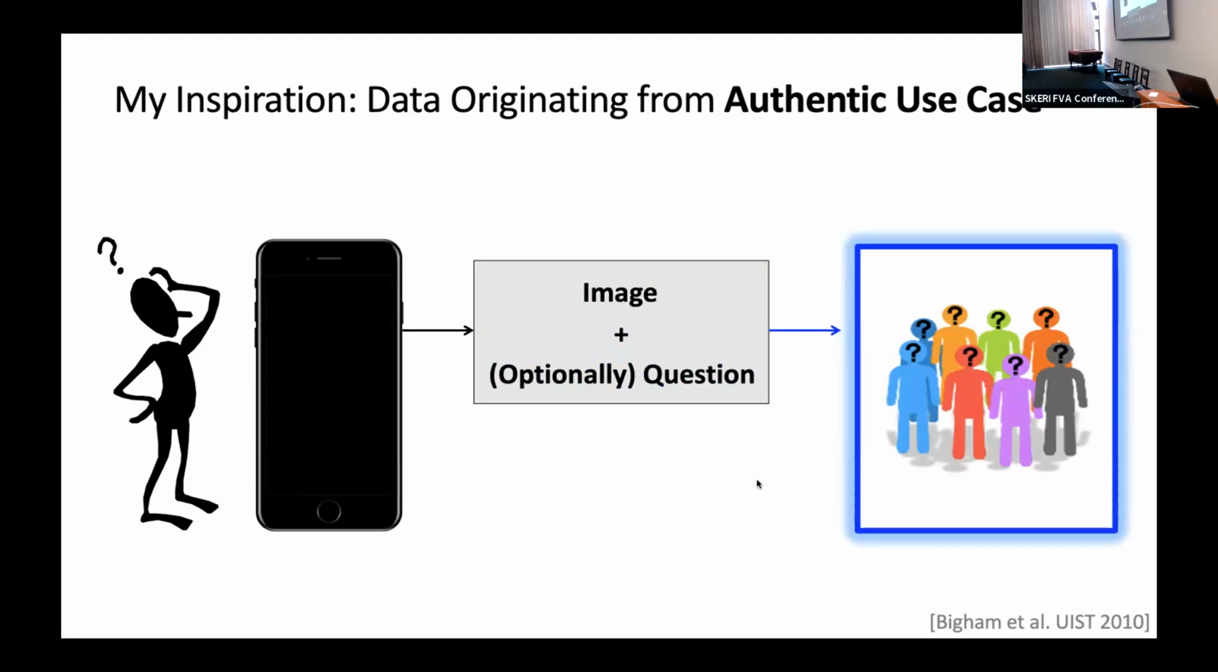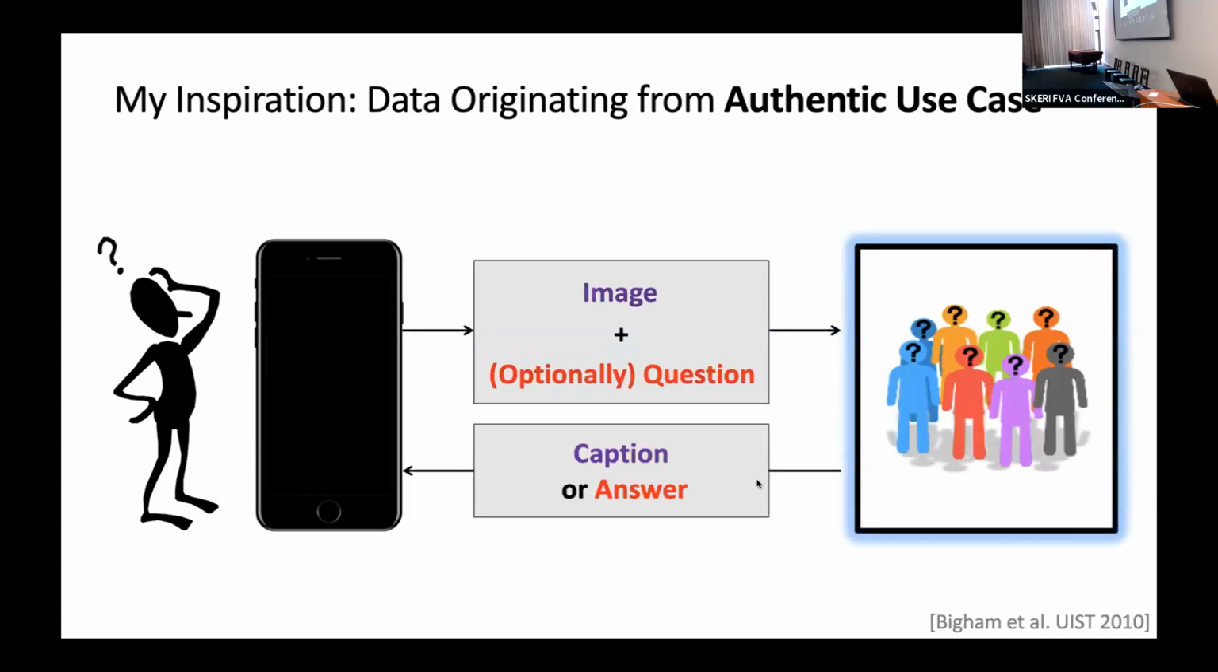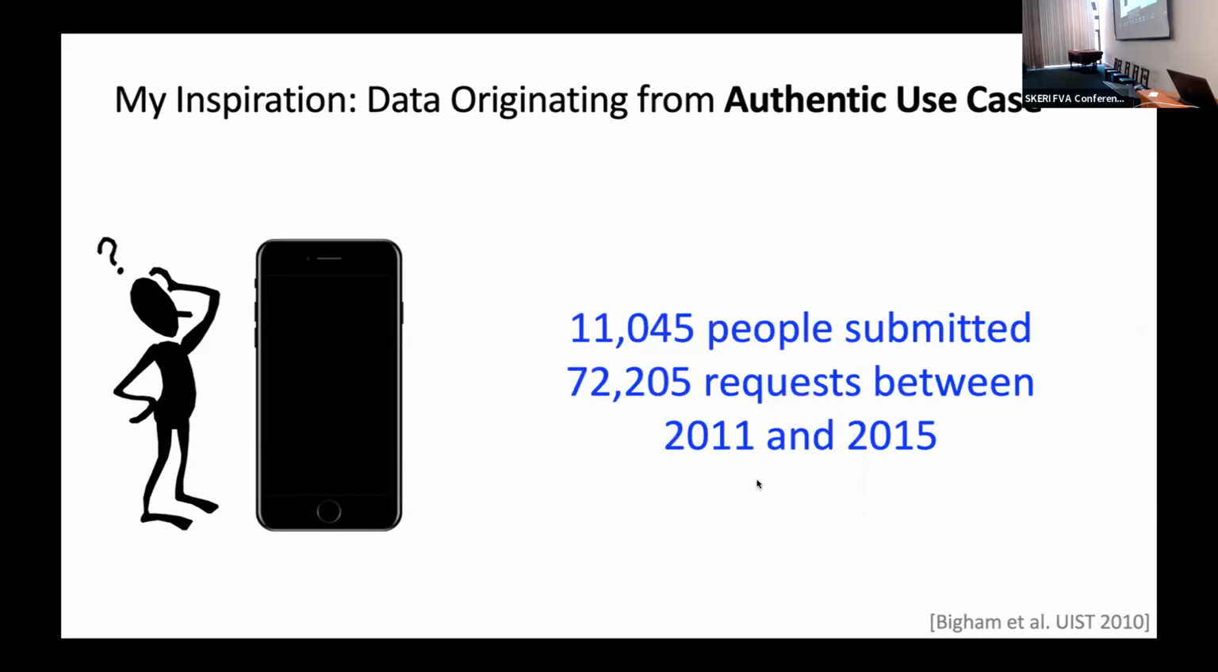Originally, it was my colleague, Jeff. Eventually, it became crowd workers on various crowdsourcing platforms. And those individuals would return either a description of that image or an answer to the question. I was really excited when I discovered this data set. It had been used by 11,045 people who submitted 72,205 requests from 2011 to 2015.